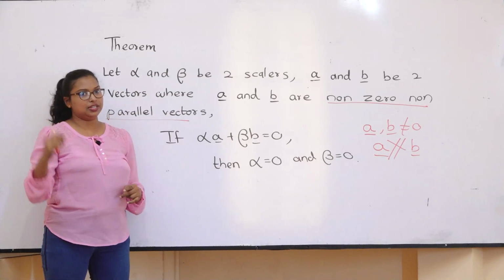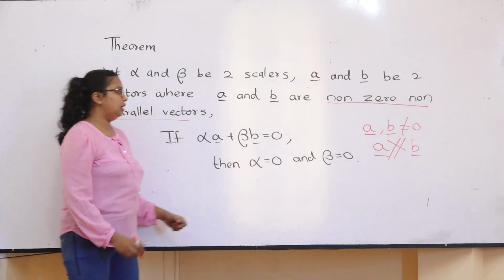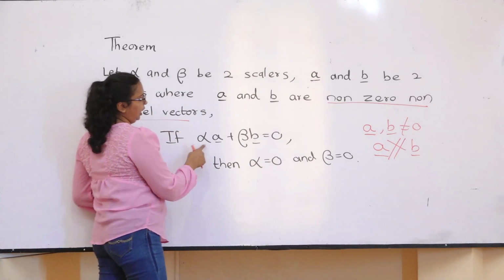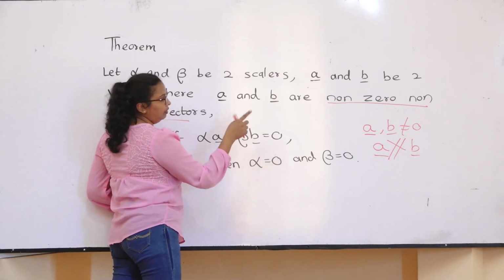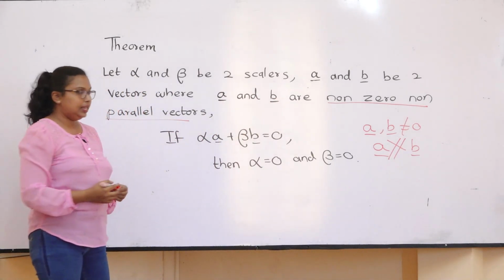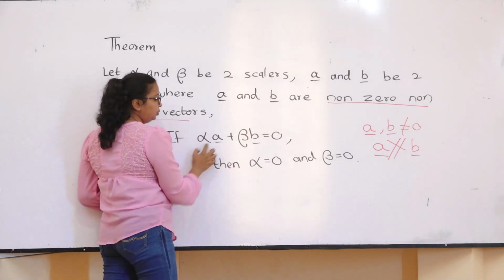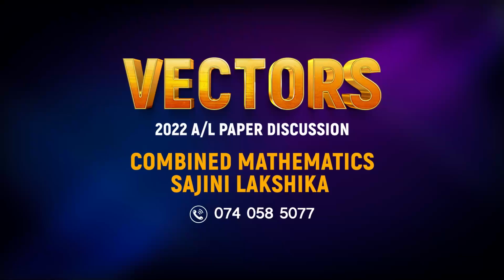I am going to discuss the A-level question now. So, we will need this, okay? What you remember is, if alpha a plus beta b equals 0, where a and b are non-zero, non-parallel vectors, then both the scalars should be equal to 0.